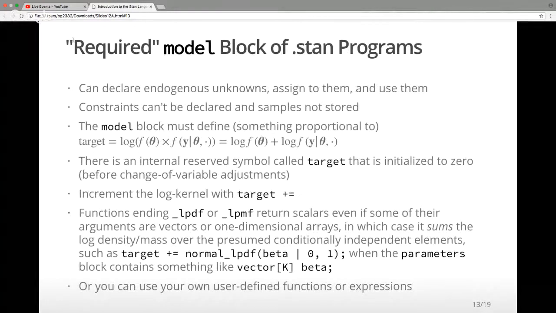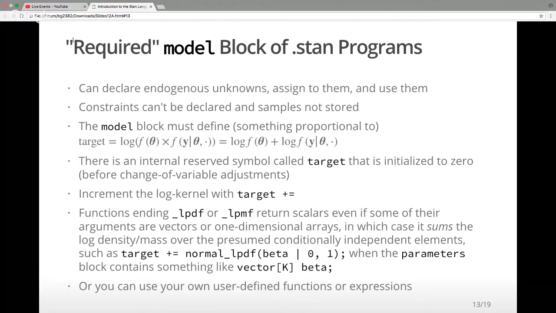After transform parameters comes a pretty much required block called model. You can also declare endogenous unknowns inside the model block, up at the top, and assign things to them and use them in subsequent lines. But you can't put constraints on declarations in the model block, and things that are declared in the model block are not stored. And so this would be a good place to declare and define things that go into your posterior kernel, but are not interesting.